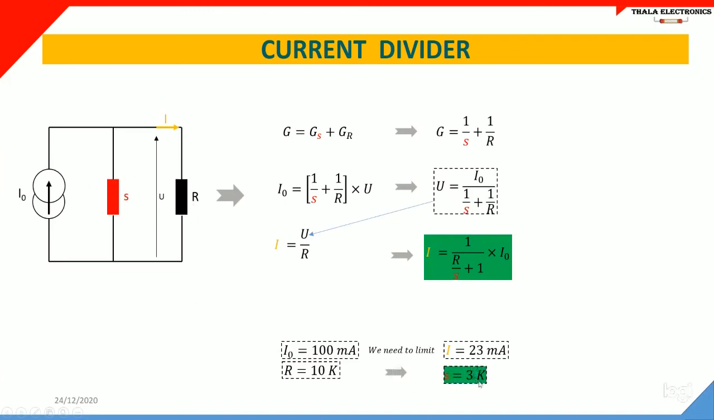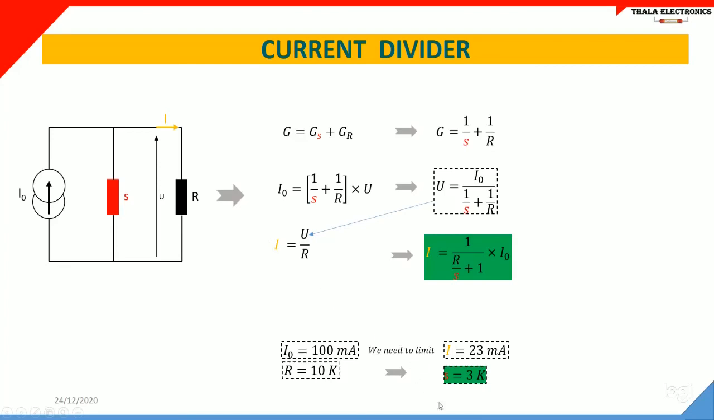Here there is 3 kilo, but this is just an example, because if we calculate the power dissipation, we will find it very high. This is just an example of how to use a current divider.